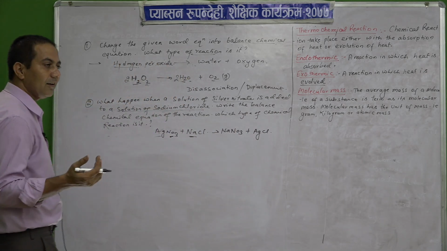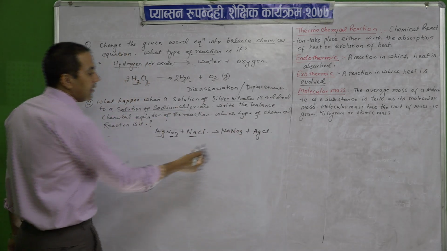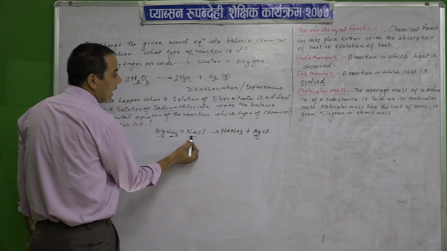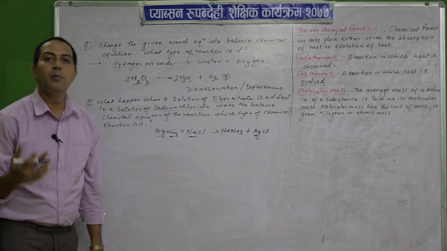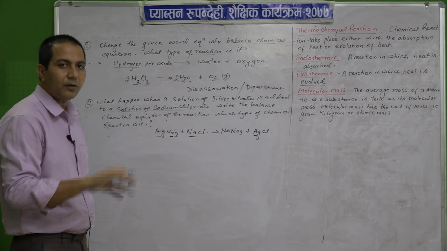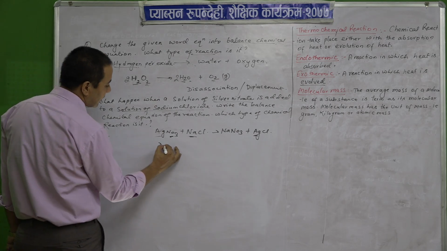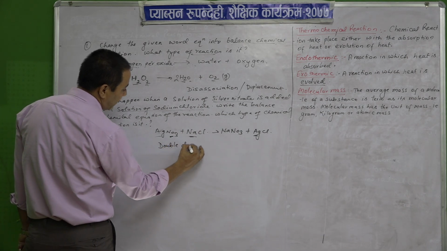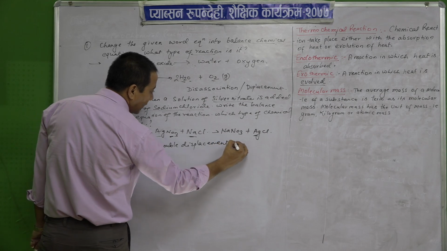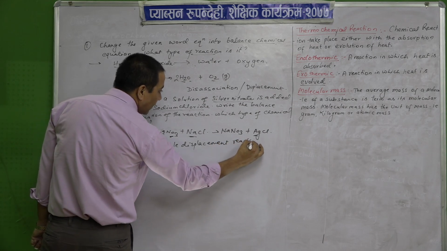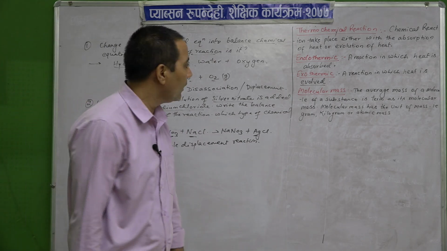So, what happened here? Let us see. The chemical equation itself tells that. Ag has been displaced by Na, so both sides have been replaced by one another. That means what? Which type of reaction? Double displacement reactions. So, these types of questions will be asked in your exam. Okay.